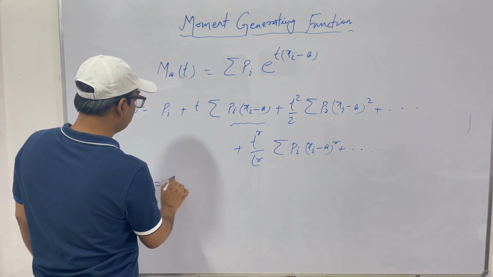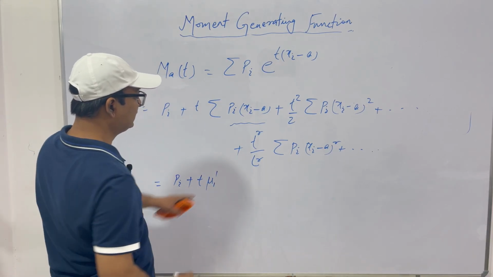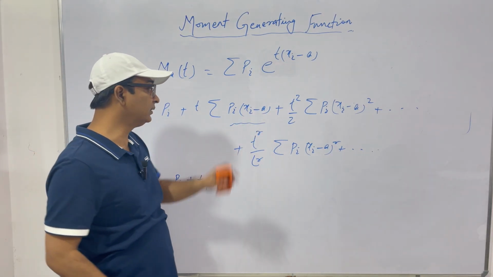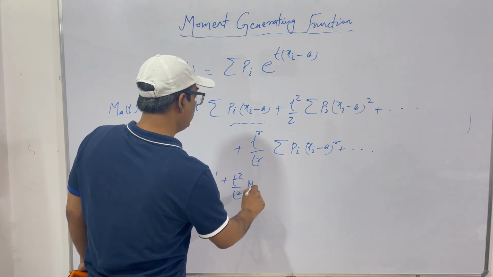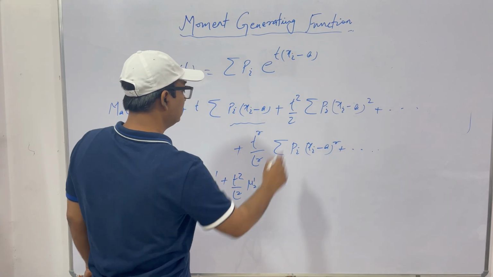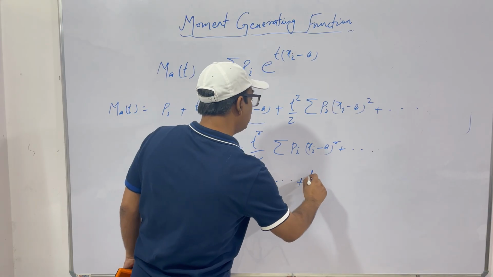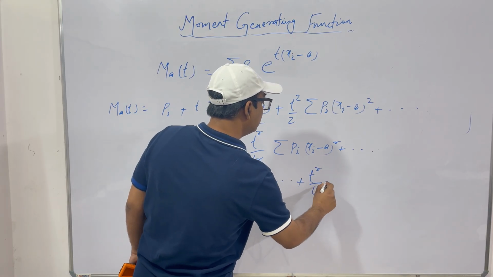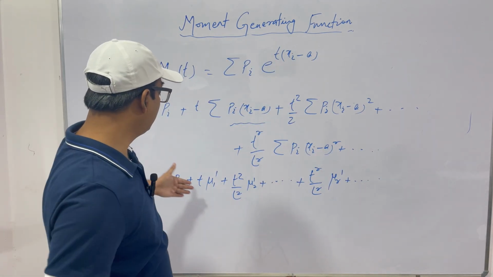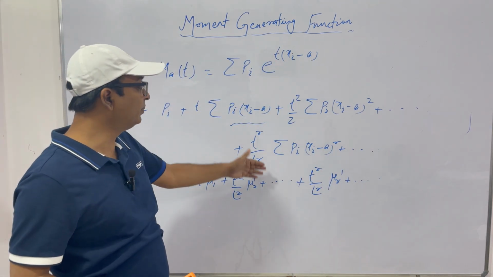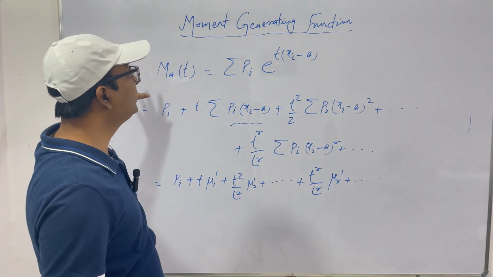So this is actually the sum of p_i, plus t into mu1 dash. Why dash? Because this is about x equal to a. Then t square by factorial 2 into mu2 dash. You go on, and then you have t to the power r by factorial r into mu r dash, and so on. So this function is actually generating moments: first moment, second moment, third, fourth, fifth, and so on. Therefore this is called moment generating function.